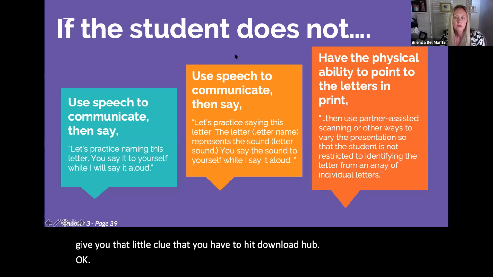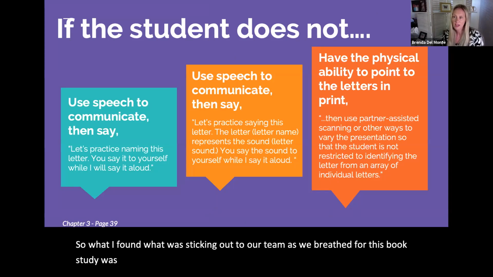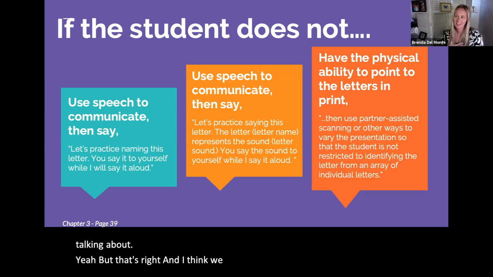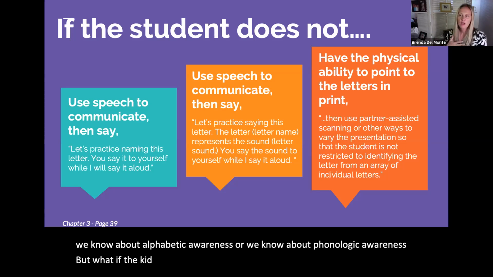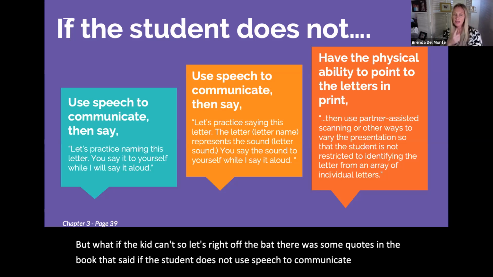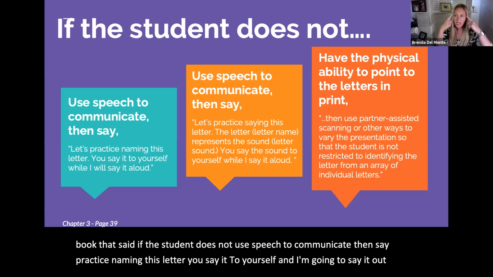So what was sticking out to our team as we briefed for this book study was, if the student does not... I think that the authors did an excellent job talking about yeah, buts, right? And I think we all end up falling into that. It's like, well, we know about alphabetic awareness, or we know about phonological awareness, but what if the kid can't? Right off the bat, there were some quotes in the book that said, if the student does not use speech to communicate, then say, practice naming this letter. You say it to yourself and I'm going to say it out loud. You say it in your head and I'm going to say it out loud.